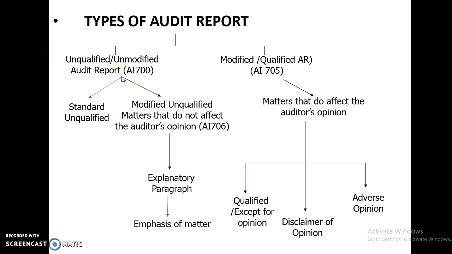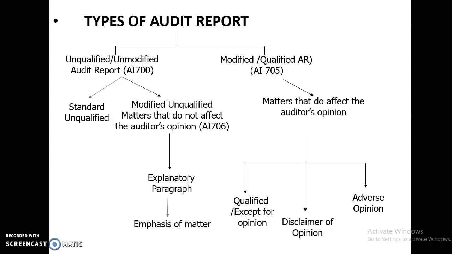So under the unqualified audit report itself, there are two types: standard unqualified. In general, this means a clean audit report, which I will elaborate later in the next video. The second one is modified unqualified, meaning there are still matters that need to be highlighted but do not affect the auditor's opinion. Then we have to add an explanatory paragraph to the unqualified audit report, and usually we call this emphasis of matter, unqualified audit report with emphasis of matter, covered in Auditing Standard 706.